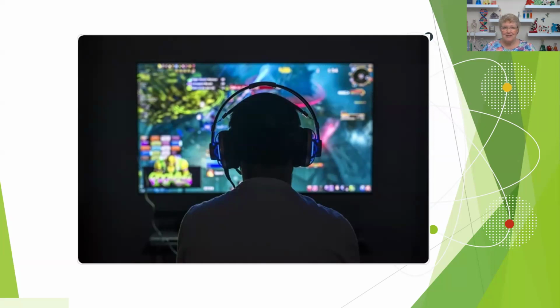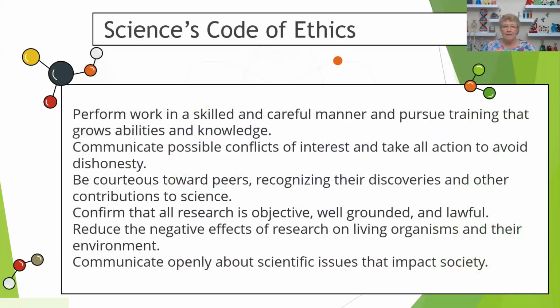All right, anybody have any questions about the scientific method? We talked a little bit a few minutes ago about AI, about a code of ethics, about your being someone who works with integrity. Well, there's a code of ethics that really covers all of science, no matter what field you're in. These are things that scientists are expected to be able to do. They're expected to be able to work in a skilled and careful manner and pursue training that makes them more knowledgeable in their field. They're expected to communicate possible conflicts of interest. We'll talk about that in a second.